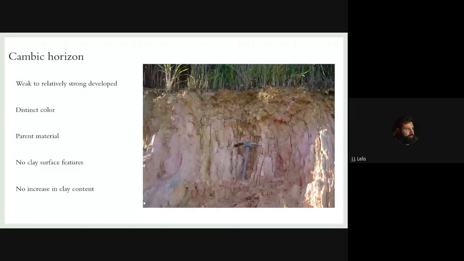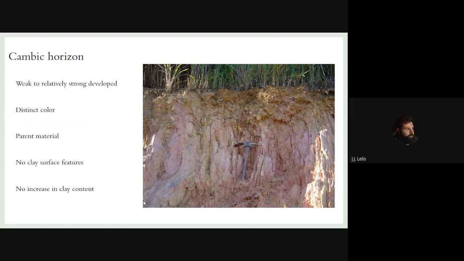The last horizon that we talk about is the cambic horizon. And the cambic horizon is a horizon that could possess a weak to relatively strong development. The cambic horizon possesses a distinct color in comparison with the parent material, but we can easily see several soil properties that are related to the parent material, because cambic comes from the Latin word for change. So they are teenager horizons.